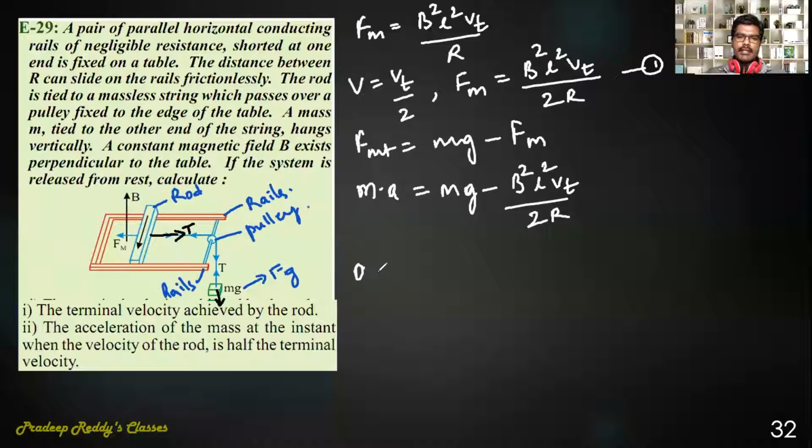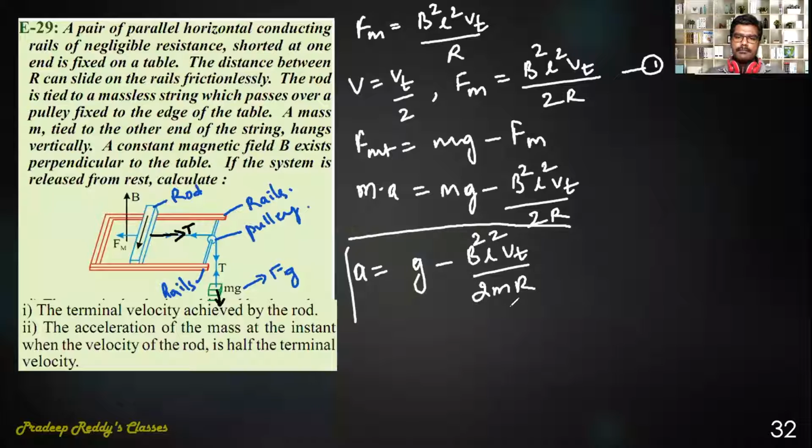Now acceleration A will be equal to g minus B square L square Vt divided by 2mR. This is the equation for acceleration of the rod when the rod is having velocity equal to half of the terminal velocity.